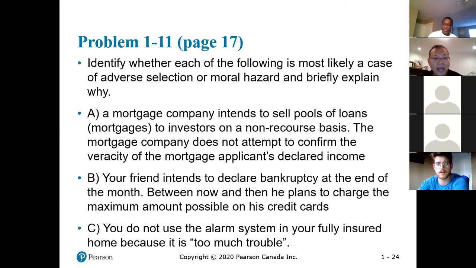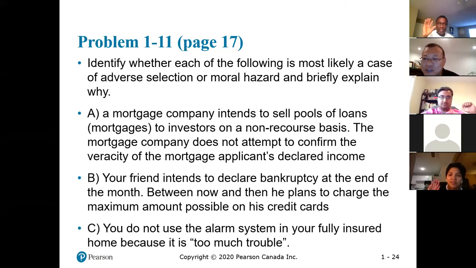So the next one is: your friend intends to declare bankruptcy at the end of the month. Between now and then, he plans to charge the maximum amount possible on his credit cards. I think it's adverse selection. Why? Because there's hidden information. As your friend is charging to his credit card, the credit card companies don't know yet that he's going to declare bankruptcy at the end of the month. So they will just allow the credit.